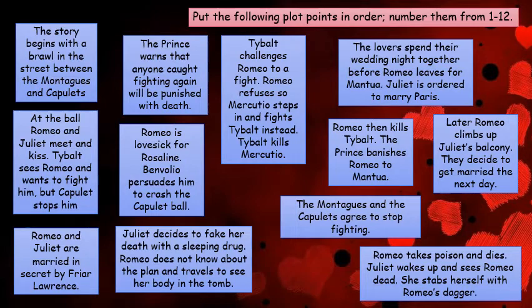There are 12 plot events here, 1 to 12. You now need to put those into order. So read the things that are in the blue boxes there, and put them into the correct order according to the events that take place in Romeo and Juliet.